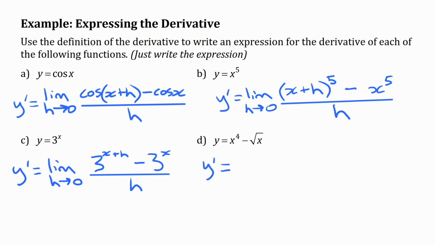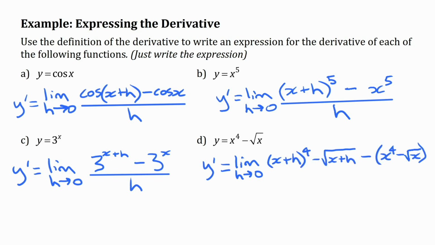Y prime is going to be the limit as h approaches 0. With this one having two terms, each part of the expression on top is going to have two terms. So we have x plus h to the fourth for that first term, minus root x plus h for the second term, minus f of x, which is just x to the fourth minus root x. And then, of course, on the bottom we have divided by h.